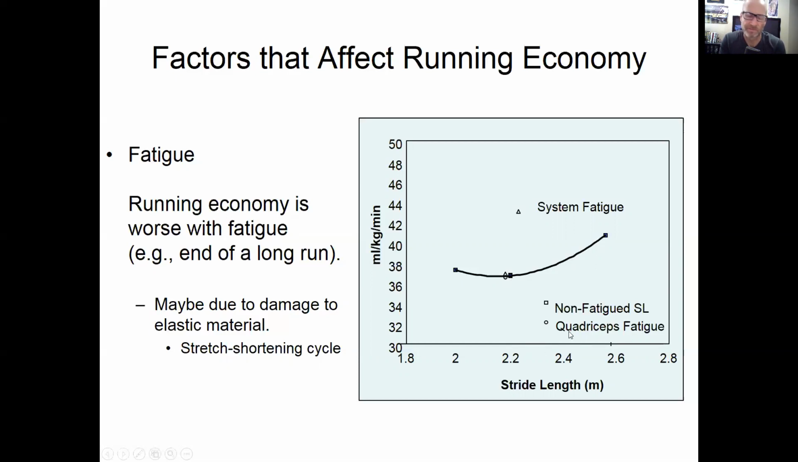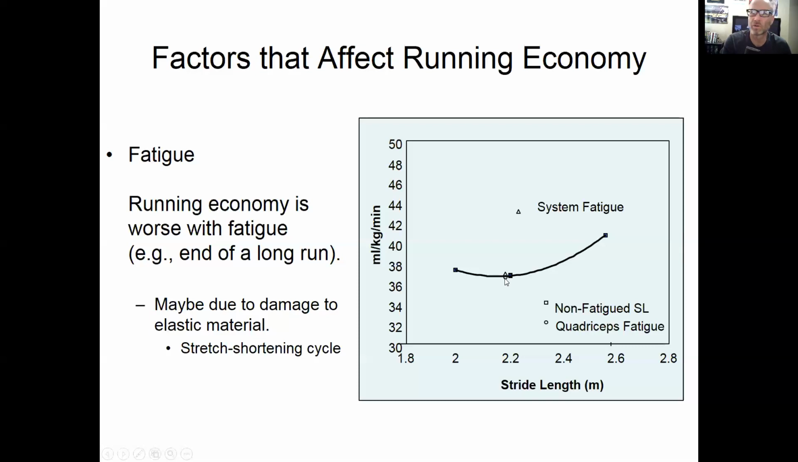So then I did another test. On a different day, I had the runners fatigue their quadriceps. I had them sit down on an exercise machine and do repeated knee extension exercises to the point where they could not do it anymore. And then I had them do it again and again. I had them really trash their quadriceps. Then immediately after that quadriceps fatigue protocol, I had them run the same speed as in the non-fatigue state. Those data are right here.